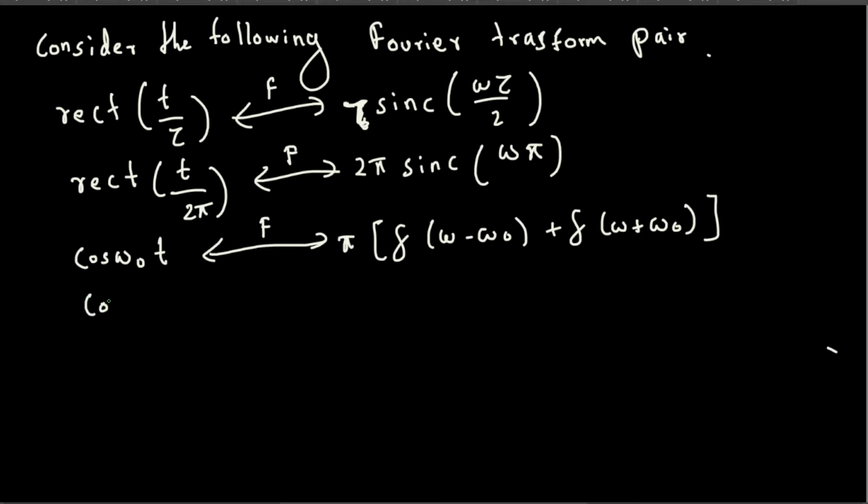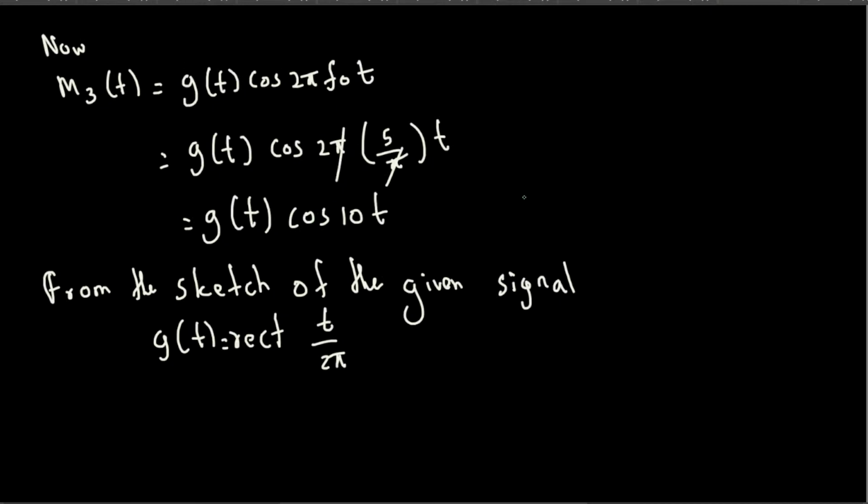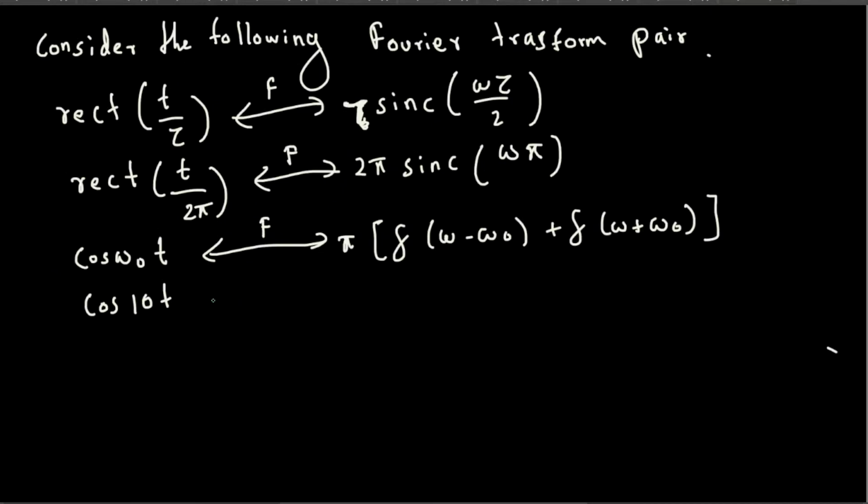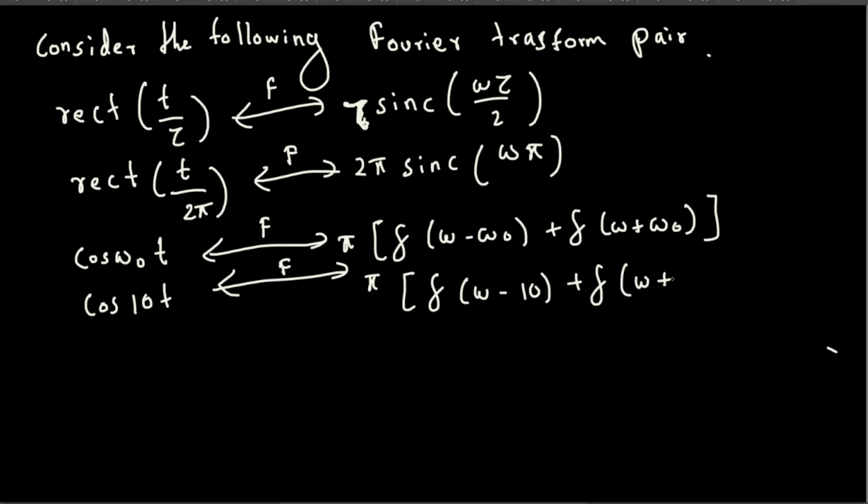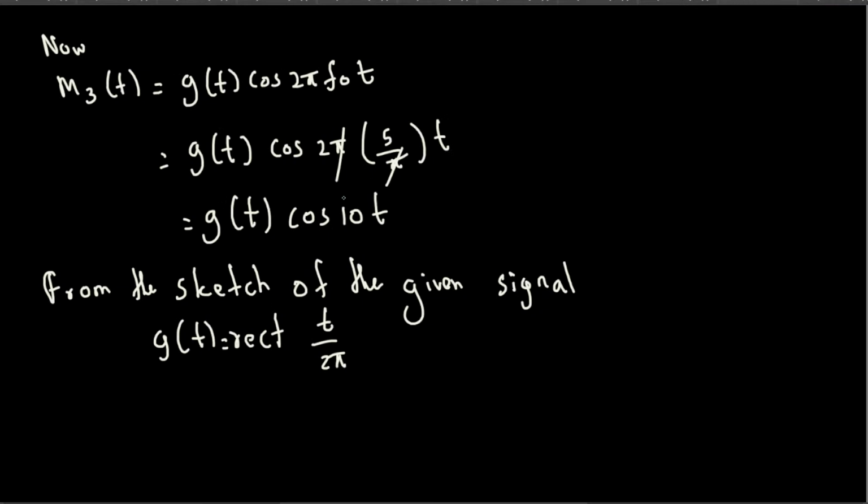And what we have is cos 10t for our function. We derived that one over here, cos 10t. So instead of omega naught, we replace those with 10. So this is going to be pi multiplied by delta of omega minus 10, plus delta of omega plus 10. Now we also have to know that when we multiply two functions of t, we have a g of t function and a cos 10t.